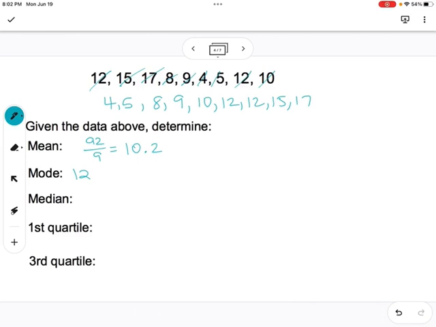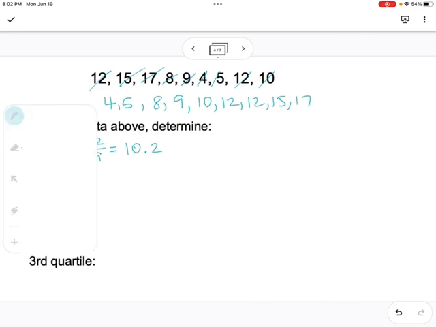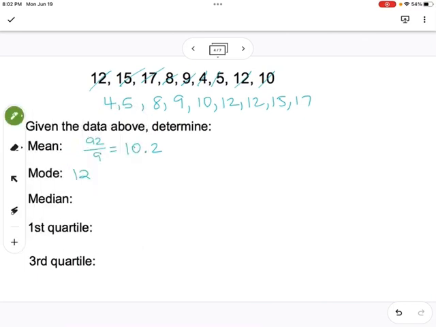Next, we're looking at the median, so we need to divide this data in half. So the middle number that we have is 10. That's our median.